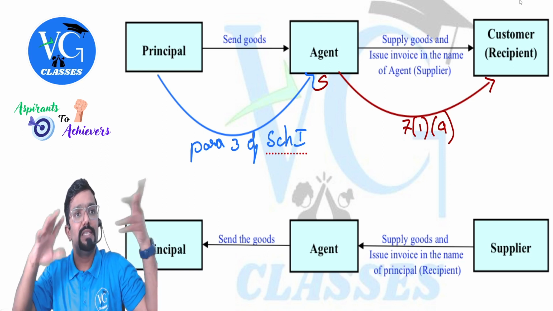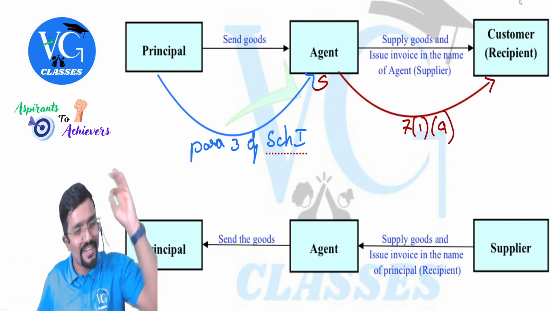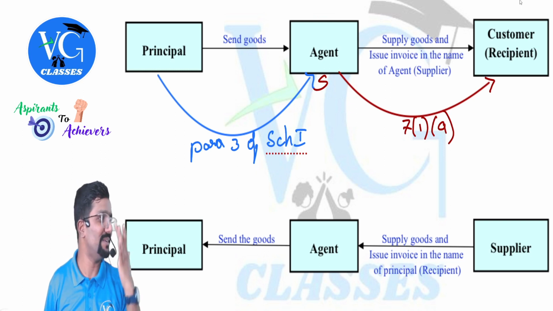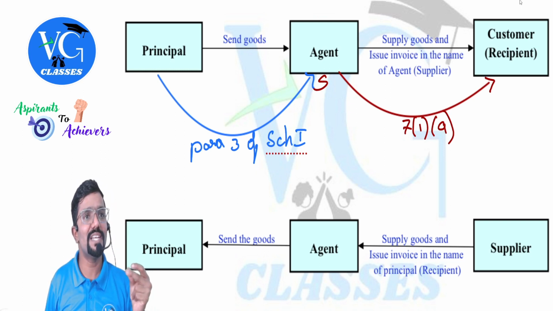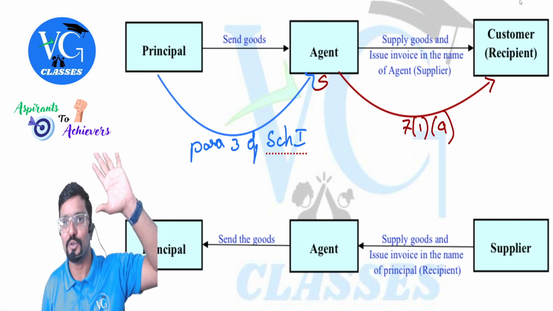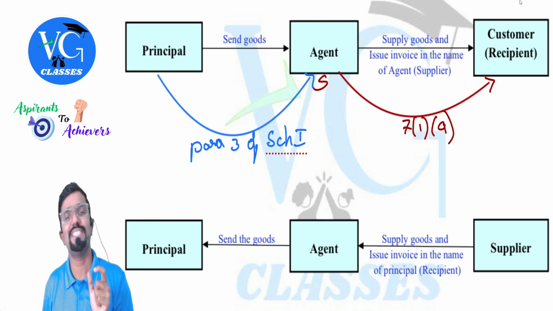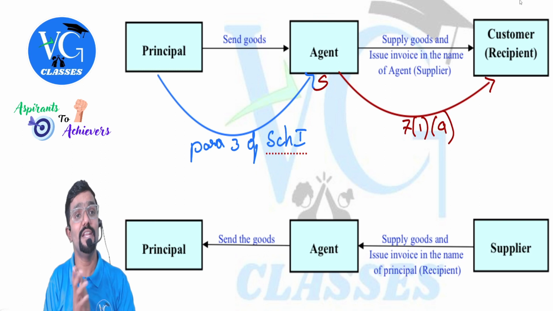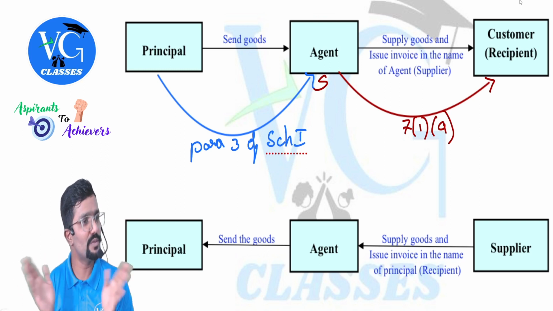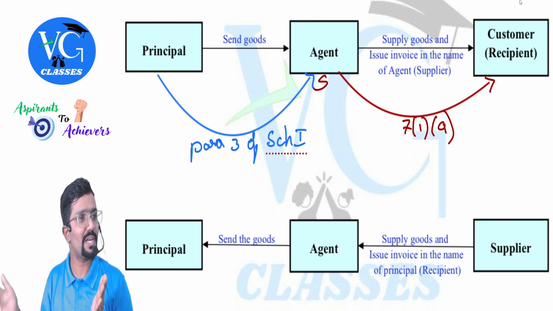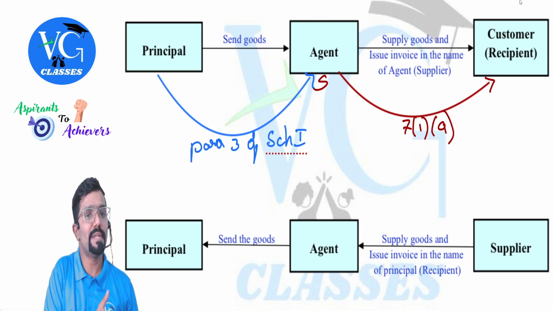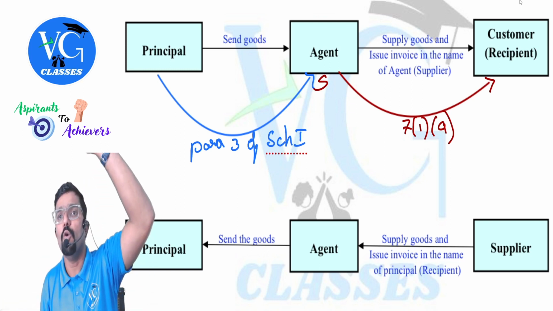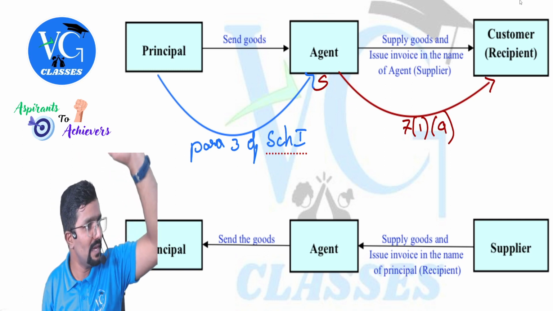Sir, the principal didn't charge any amount to the agent. Still, even without consideration, it is a supply. Hope you understood. Means, in simple terms, the agent cannot use his name in the invoice. If he issues the invoice in his name, then there will be 2 separate supplies. One is to the customer, the other one is between the principal and the agent. Hope you understood. Clear?